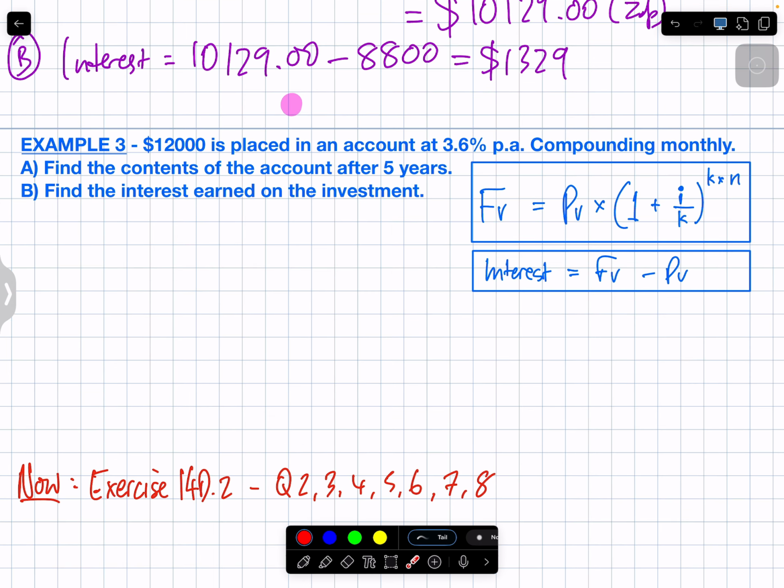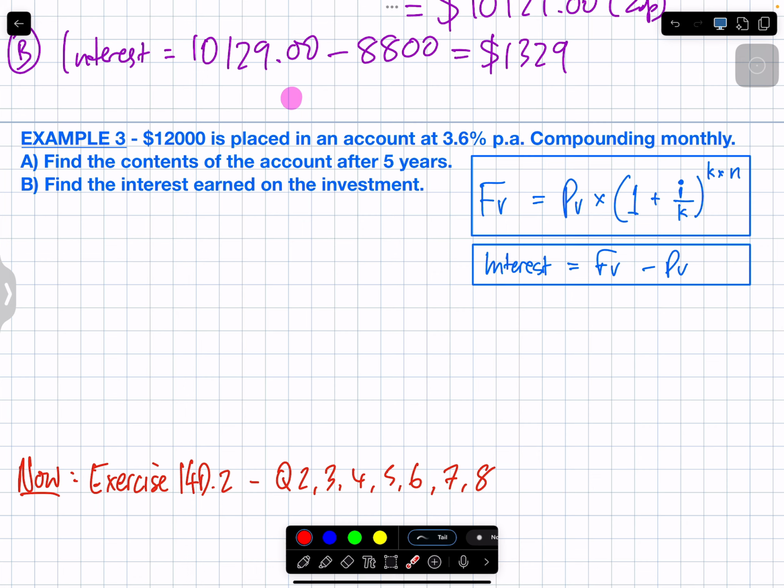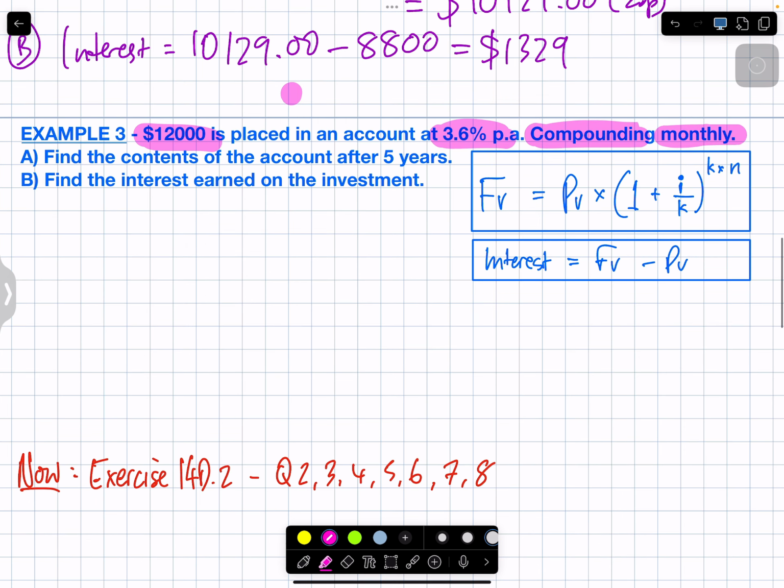You're not really going to have to deal with monthly at year 10, but because I'm teaching you, I think I can handle it. Let's try. It's not any different. 12,000 is placed into an account, 3.6% per annum. It's compounding. What's different about it? Monthly. The previous two were yearly. Find the contents of the account after 5 years.